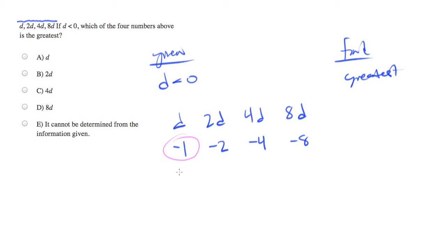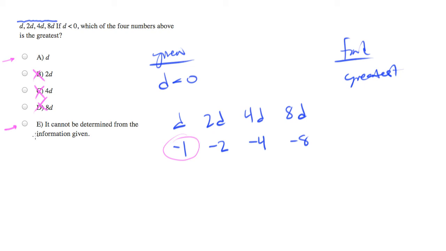And you might be tempted to simply pick A and be done with this. And that wouldn't be a bad decision if you feel comfortable with it. Now, if you're not sure what might happen in another case, so we know the answer is not 2D, 4D, or 8D. But it's possible that the correct answer is it cannot be determined.